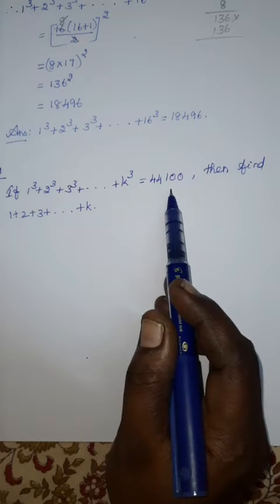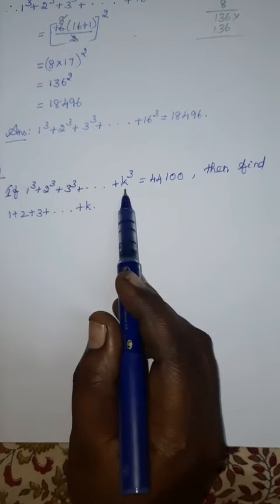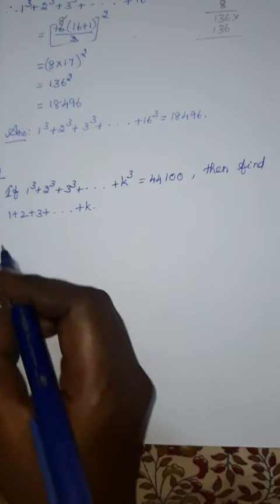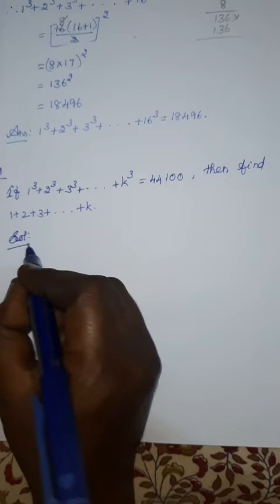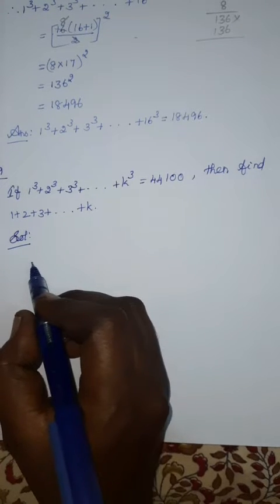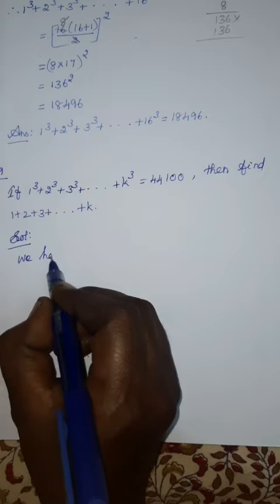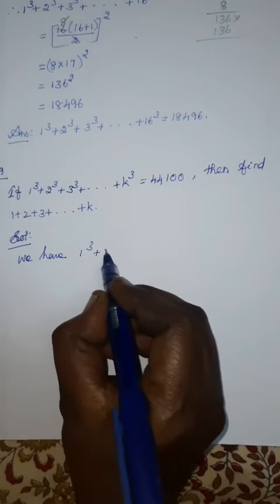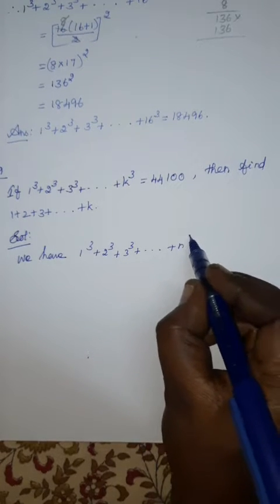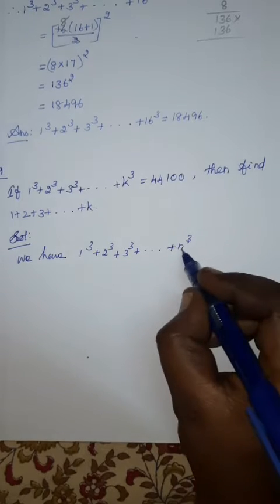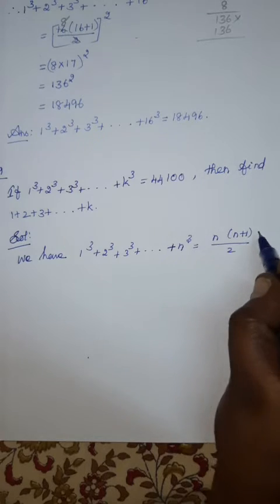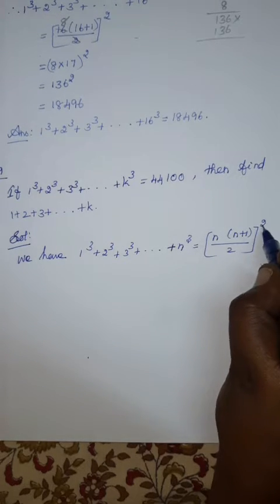The sum is 44,100. Here they have given it in cube form, but we need to find 1 plus 2 plus 3 plus etc. plus k. First of all, we can write the formula. What do you know about the sum of cubes of the numbers 1 to n? What is the formula? 1 cube plus 2 cube plus 3 cube plus etc. plus n cube, up to n terms, is equal to n into n plus 1 by 2, the whole square. Can you remember this? This is the formula.